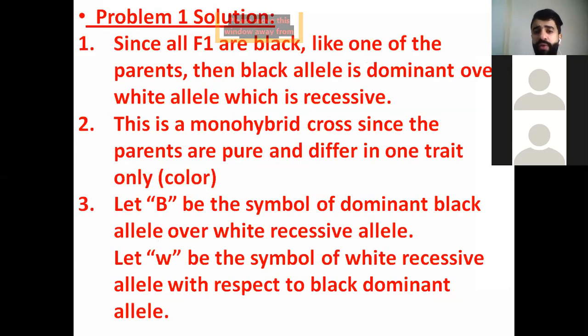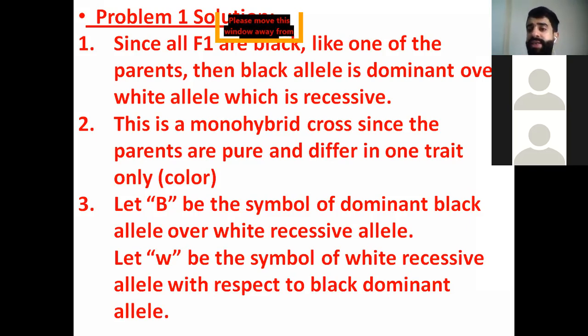Since all F1 are like one of the parents, the black allele is dominant over the white, which is recessive. What is the type of this cross? It's a monohybrid cross, since the parents are pure and they differ in only one trait, which is the color.